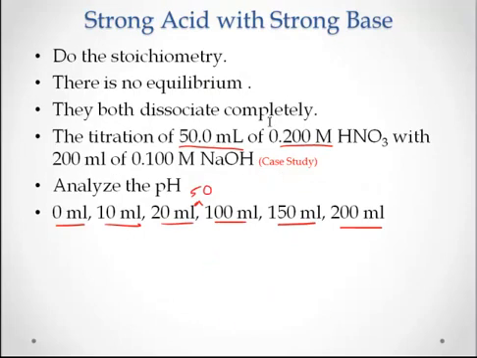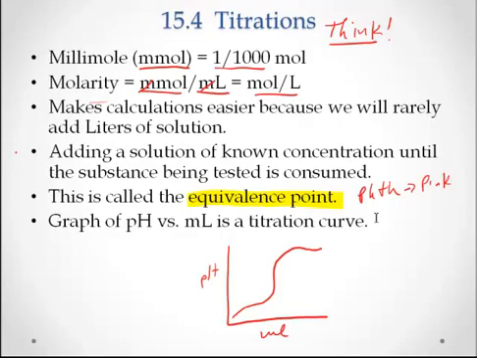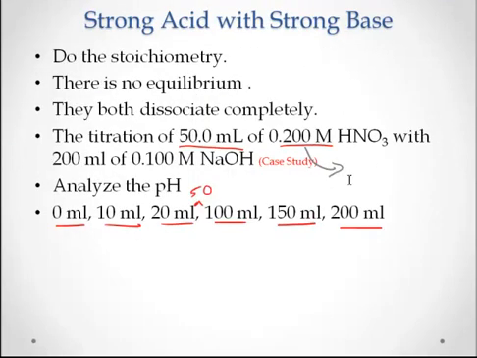Okay, so we've got this situation right here where we've got 0.2 molar nitric acid. What's the pH of that? If I take the negative log of that, I get a pH of 0.699. All right, so I'm going to show you a titration curve real quick.